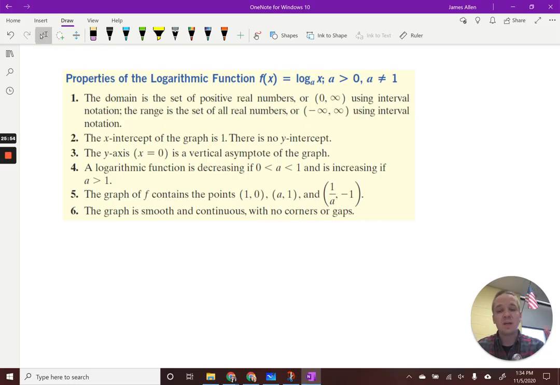And the graph of f contains the points (1, 0), (a, 1), and (1/a, negative 1). Remember that we have the a there as our base. And it's smooth and continuous, no corners or gaps. We don't have a V shape like absolute values. It's just a smooth, continuous graph. Feel free to pause it and write down if you need to. Otherwise, I'm going to move on.